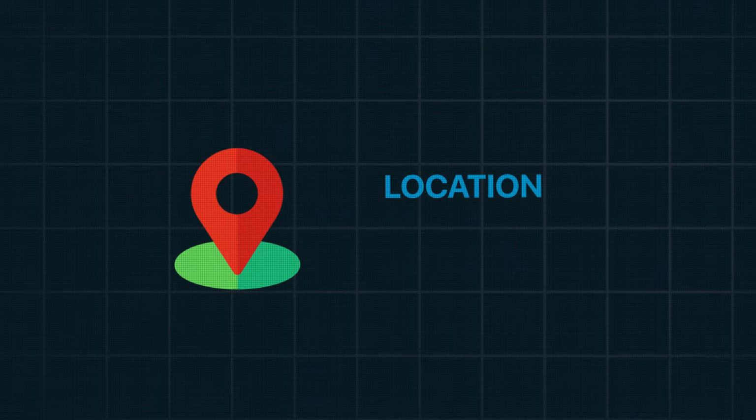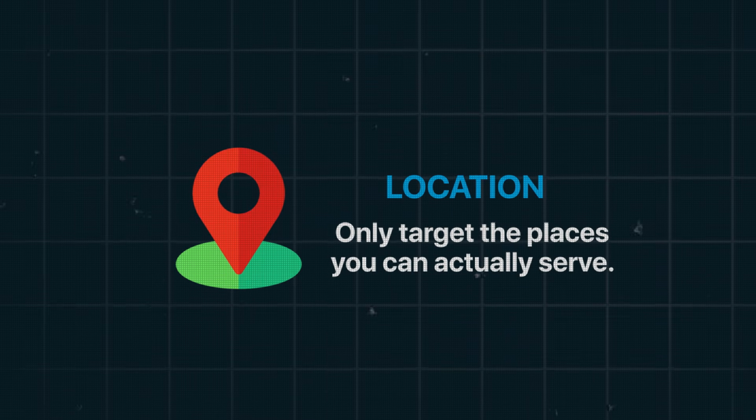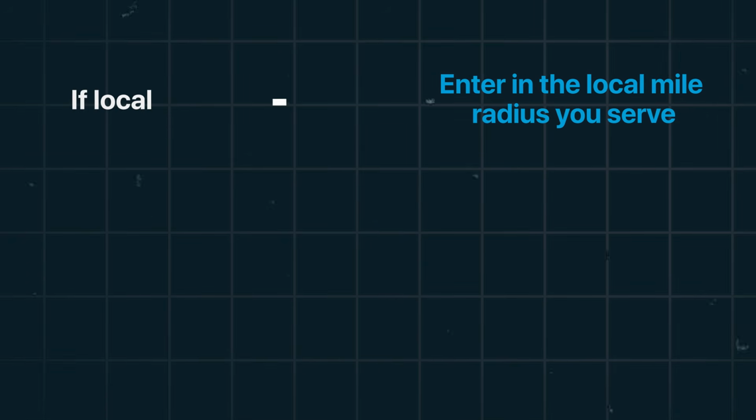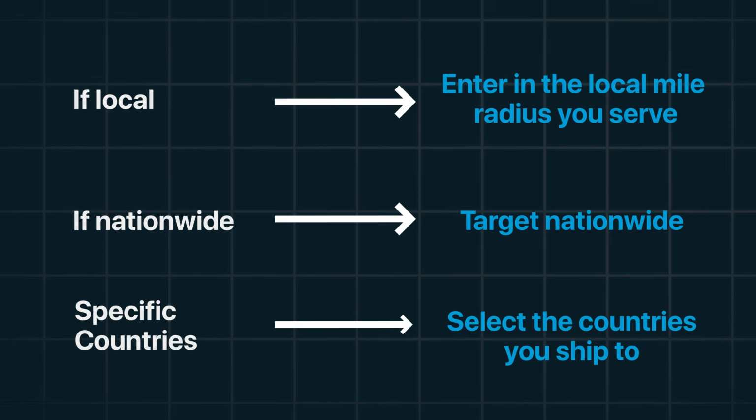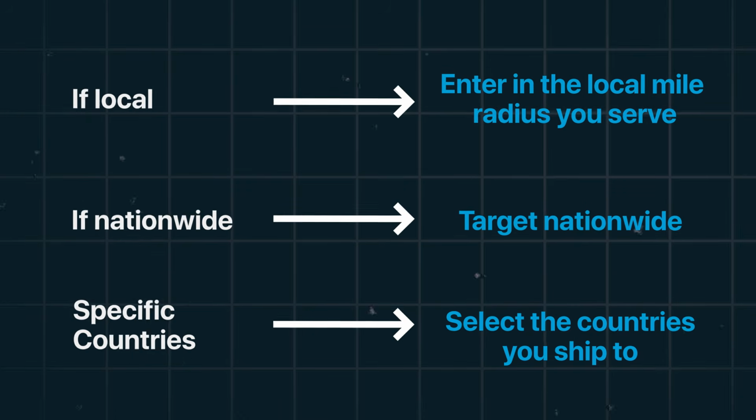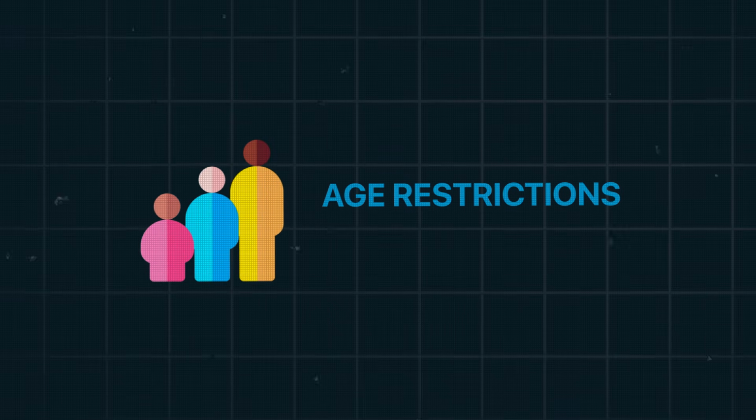The first is location. Only target places you can actually serve. So if you're local, enter in the local mile radius you serve. If you serve nationwide, target nationwide. If you only ship to certain countries, only include those countries. You get it. The second is age restrictions.